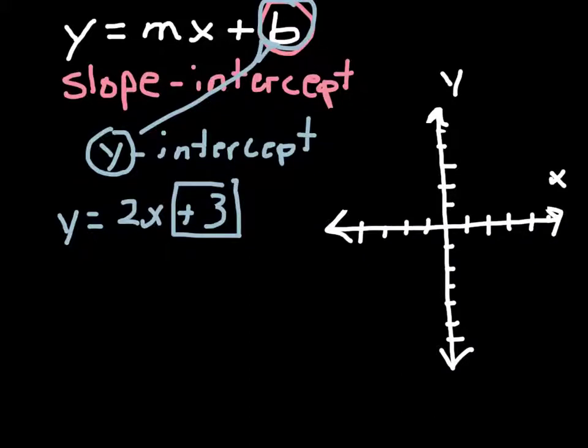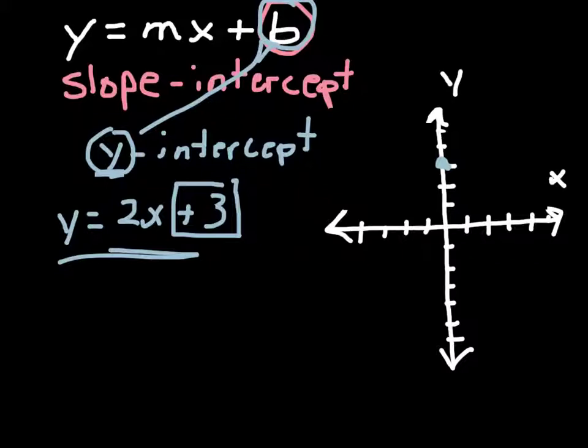So all this is saying is that this line is going to cross the y-axis, the y-intercept, at a positive 3, because plus 3 means a positive 3. So whatever this equation looks like, it's going to cross the y-axis at a positive 3. That line will pass through right here on the y-axis.